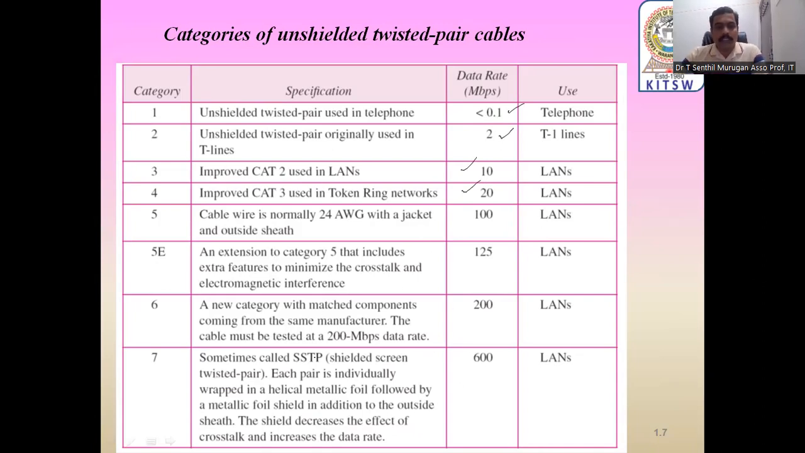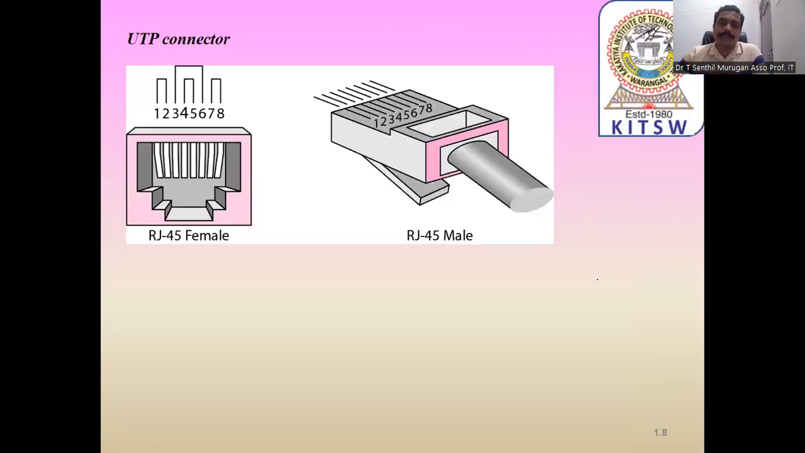Okay, sometimes called SSTP, shielded screen twisted pair cables. This cable is used to transmit the signal at 60 Mbps. So all these categories are used for forming a network, a local area network. Okay, you just remember that.